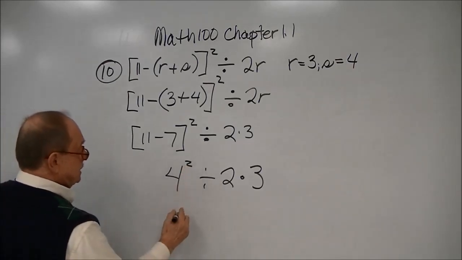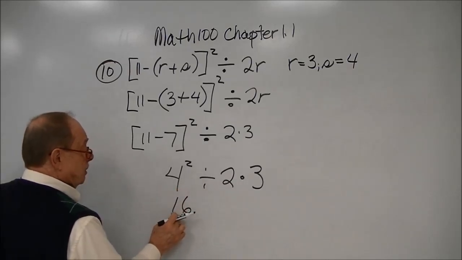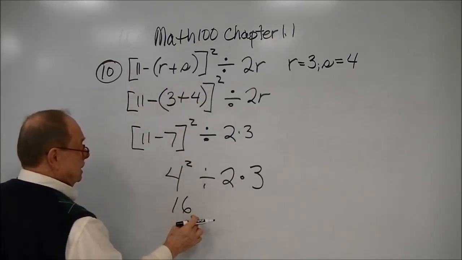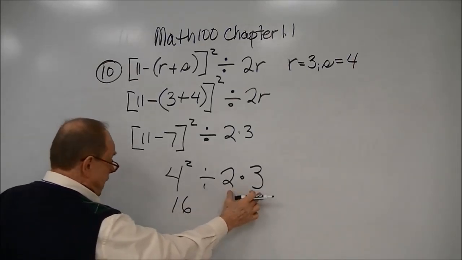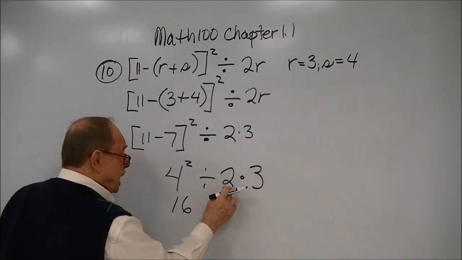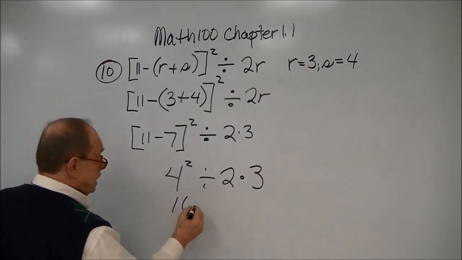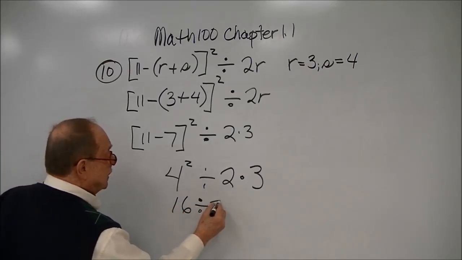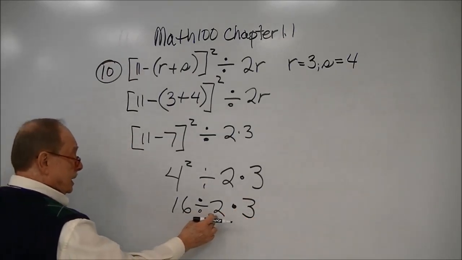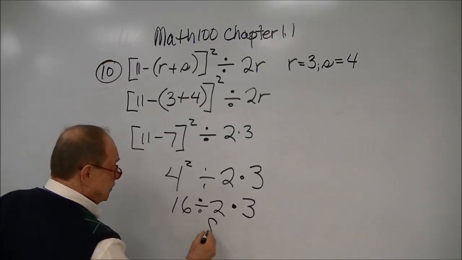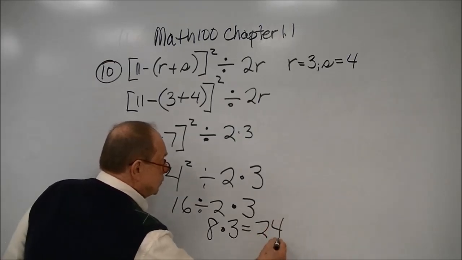So 4 squared is 16. 16 now was all of this in the bracket. That's divided by 2, because that comes first. We can't do that multiplication. We have to do the division first. So 16 is basically this. So 16 divided by 2 is 8. 8 times 3 is 24.